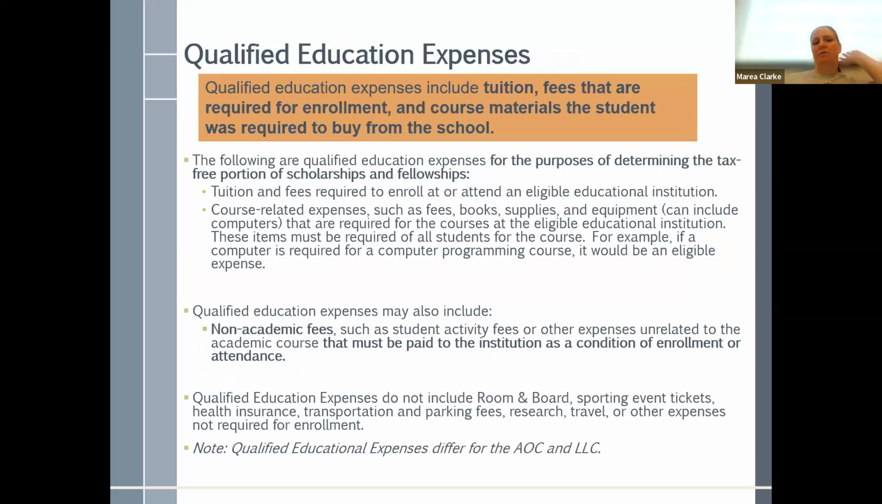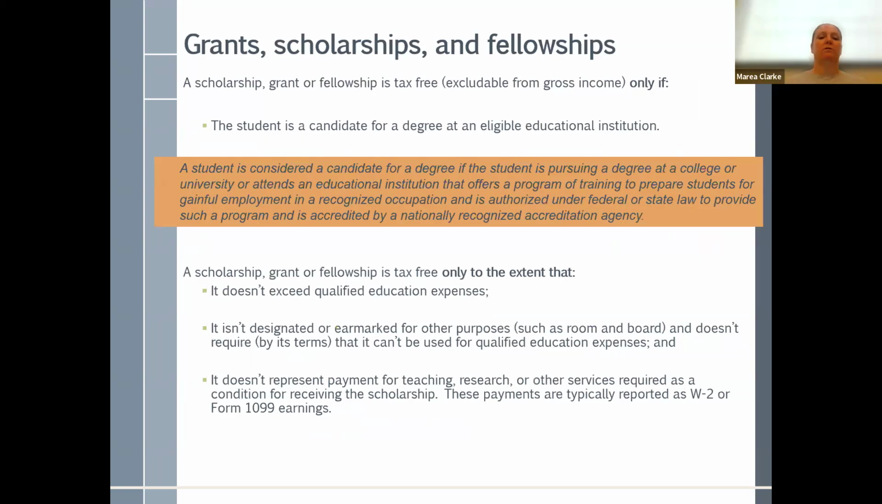Eligible things. We've already talked about qualified education expenses. Those are generally the same. It's not going to include room and board, health insurance, transportation, parking, research, or travel. Basically, unless it's required for enrollment in the class or required for enrollment at the college, it's not going to qualify as an education expense.